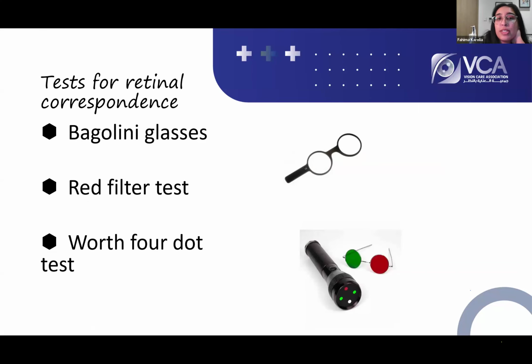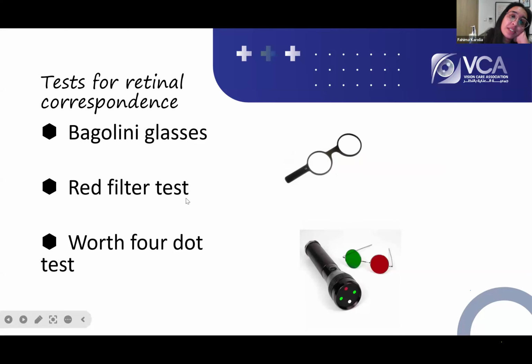Now, test for retinal correspondence. How do you test retinal correspondence? So if we're going down now, the 3 stages classifications on BSV. First, we're looking at, is there any simultaneous perception? Well, what do we do? Bagolini glasses. So you see these glasses over here? They have these little lines over here, lines over here. Okay, I'll talk about that in a second.